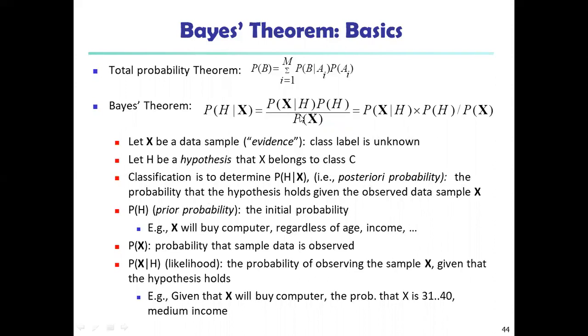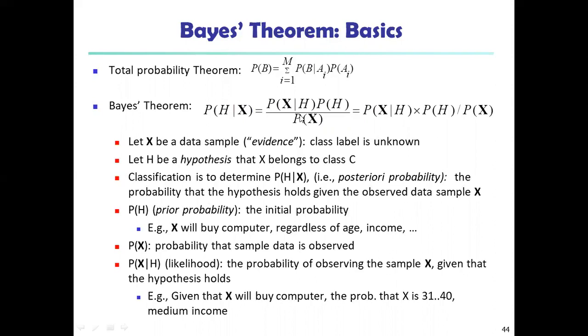Those probability values, P of X given H and P of H. The probability of the hypothesis and the data sample will be calculated by using this formula, and whatever value results will be maintained in the Bayes theorem, the Bayes values.